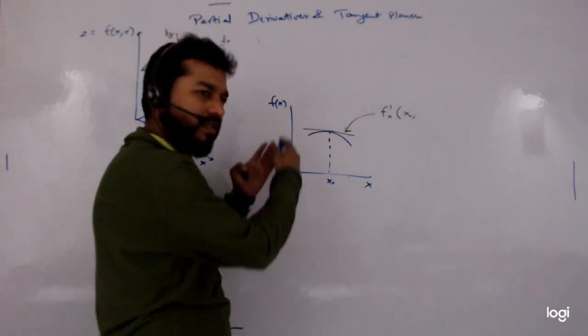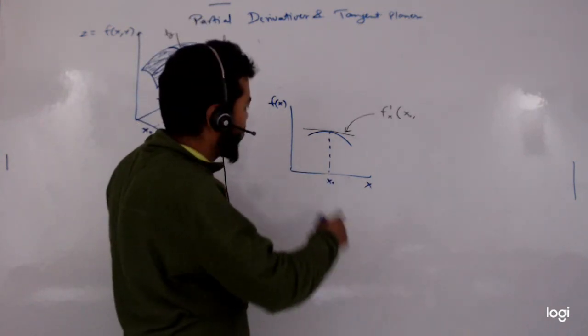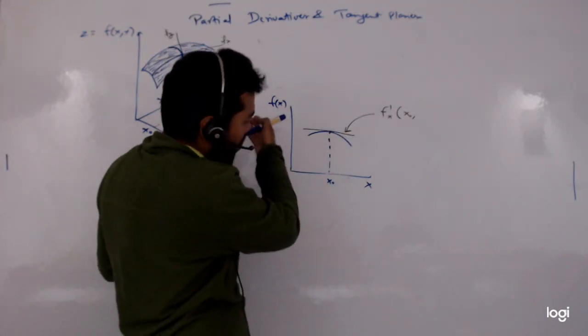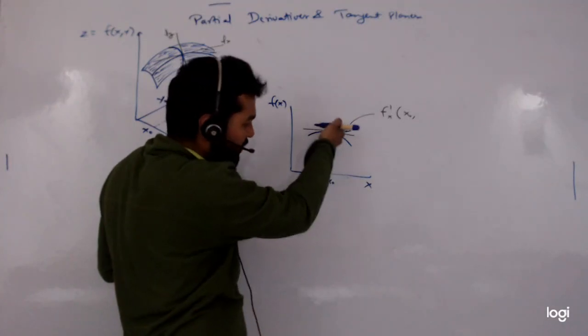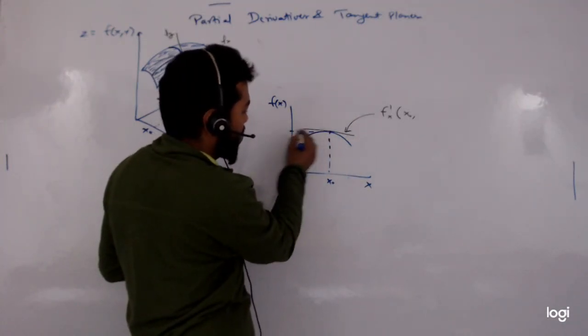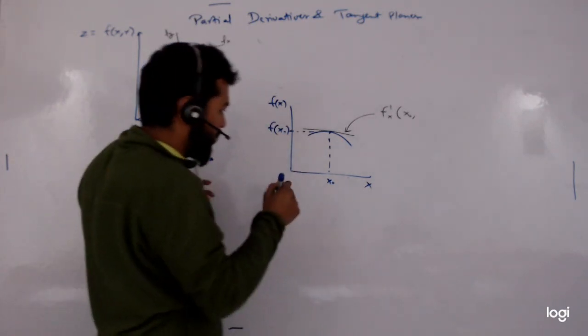Okay, now this is our simple function, one variable. How do we get the line equation for this line, which is a tangent to our function at point x naught, and this one would be f of x naught.